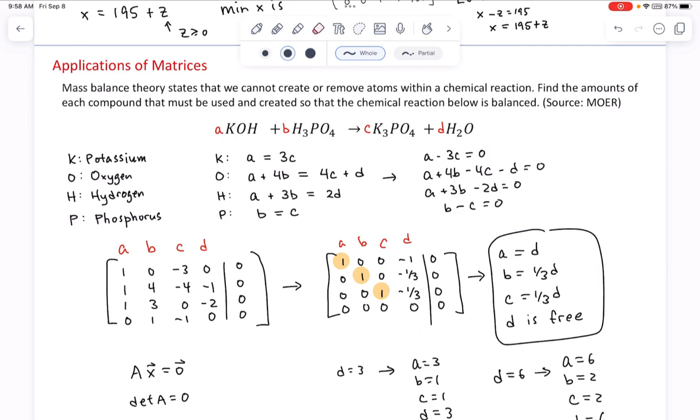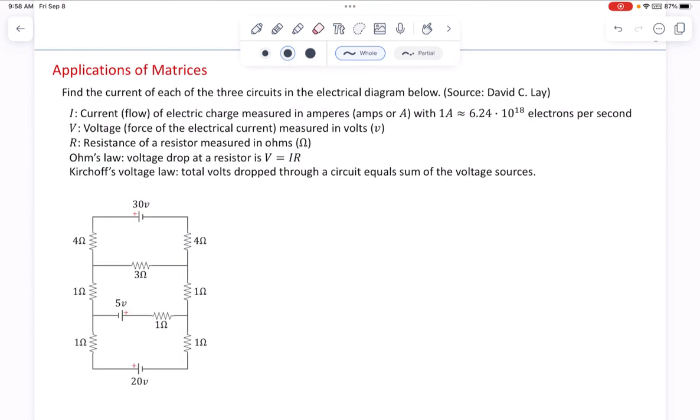Okay, let's go to the final slide. This is an application of electrical circuits. Find the current of each of the 3 circuits in the electrical diagram below. So down below we have 3 circuits. Here's a circuit here, and a circuit here. And we want to find the currents.